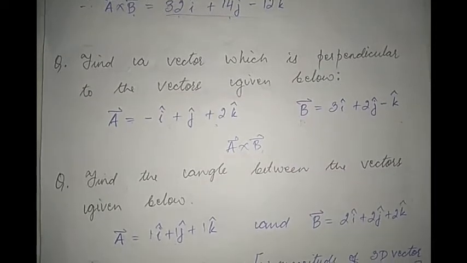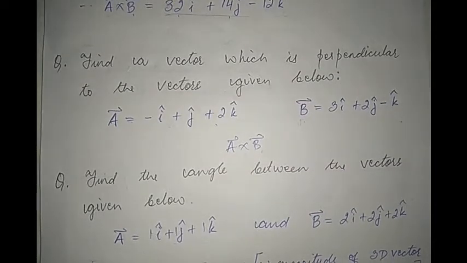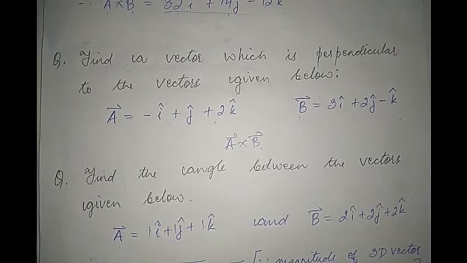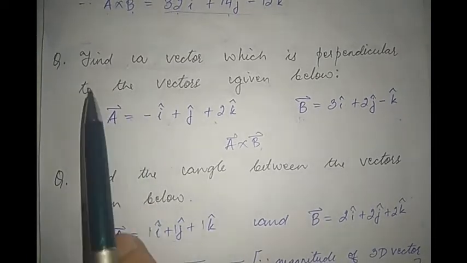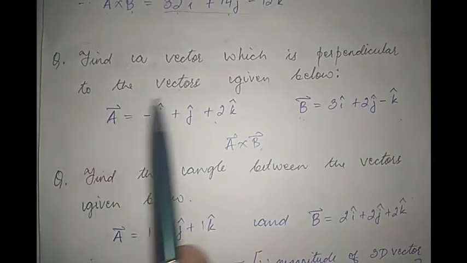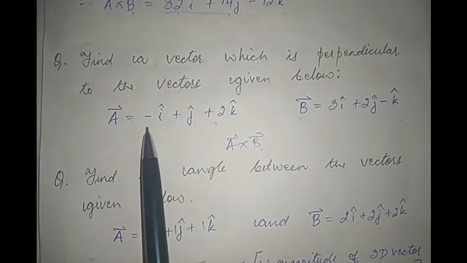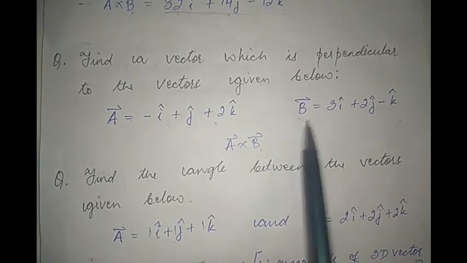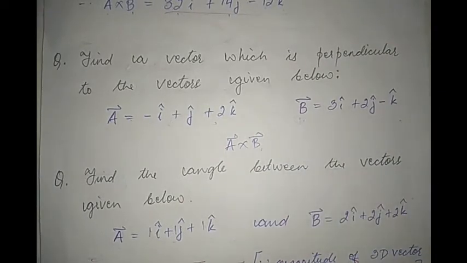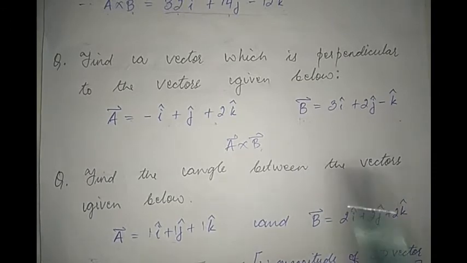In this video, we are going to look at some more numerical problems from vectors. So the first question: find a vector which is perpendicular to the vectors given below. So this is vector A which is given and another vector B is given. There are two vectors given to you and you're being asked to find a vector which is perpendicular to both of these two given vectors.